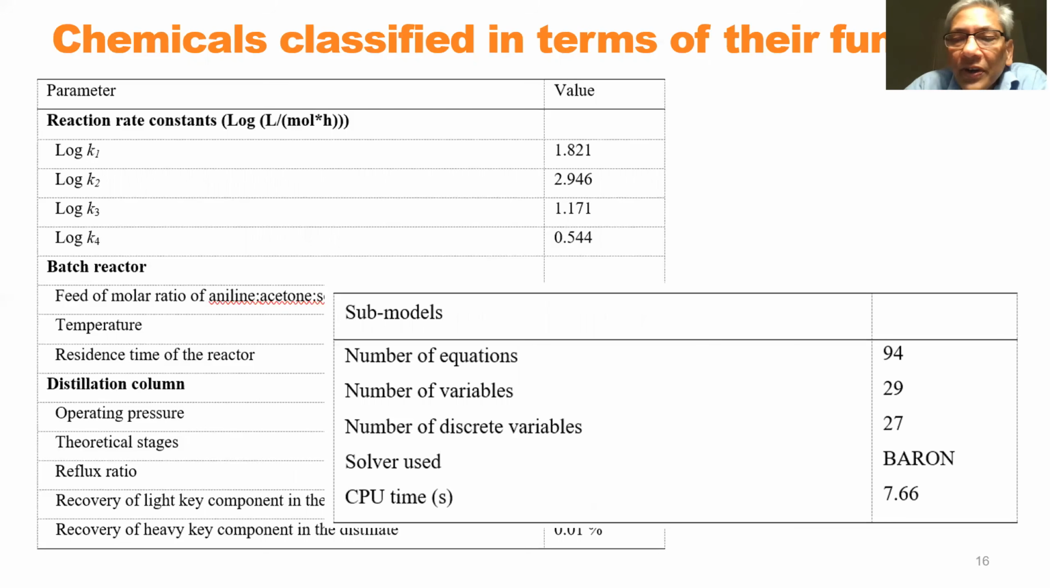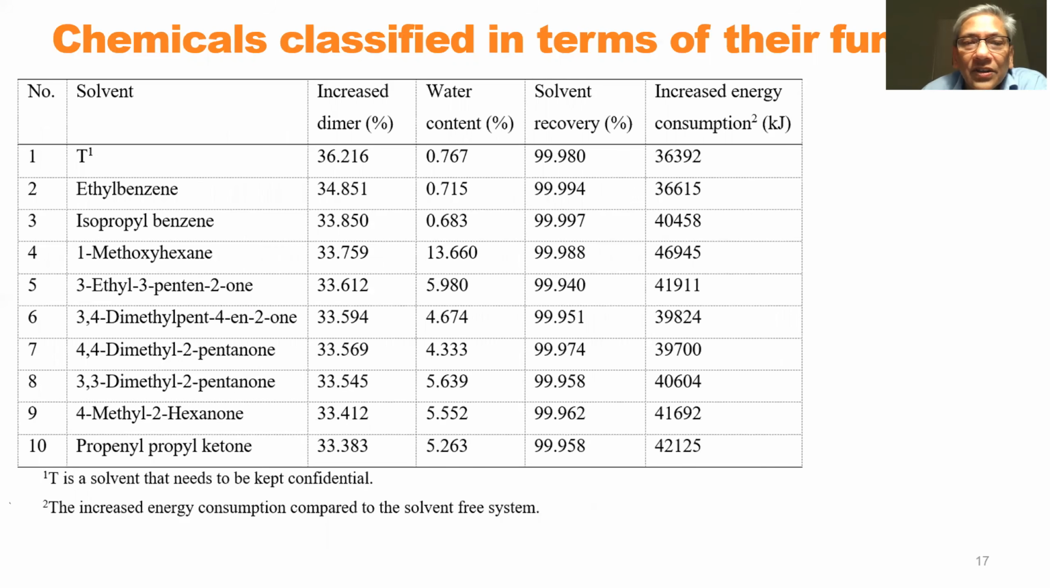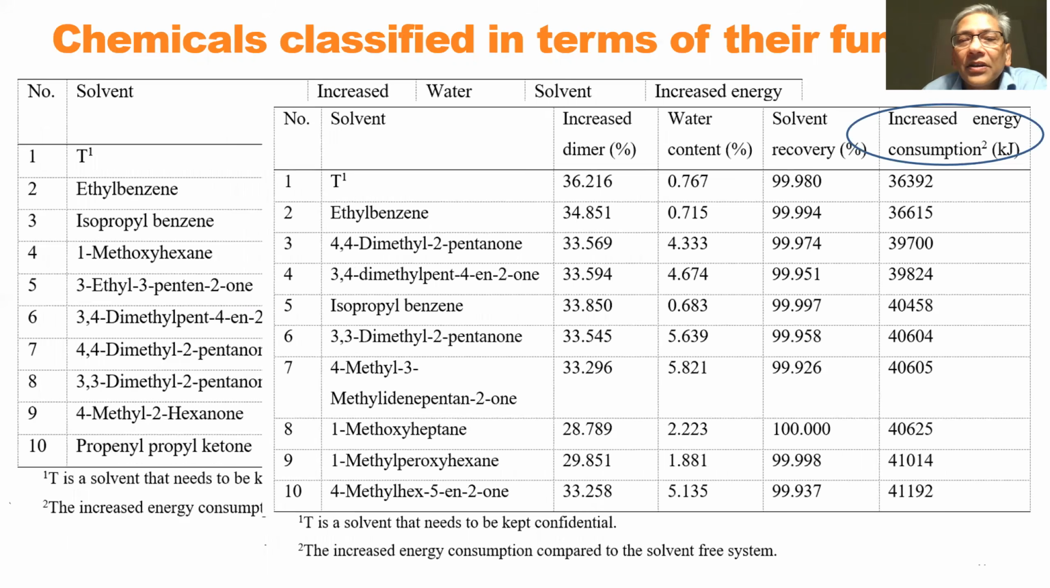Then the total number of equations was 99, number of variables 29, number of discrete variables 27, solved with BARON, and the time to find solutions is given in seconds. And the solutions obtained are ordered in terms of increased dimer percentage and increased or decreasing energy consumption. So the best is the decreased consumption.